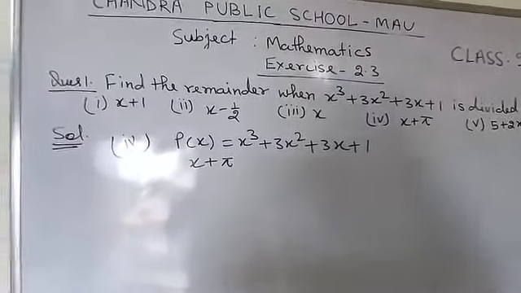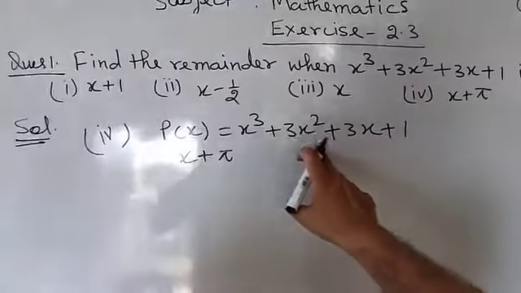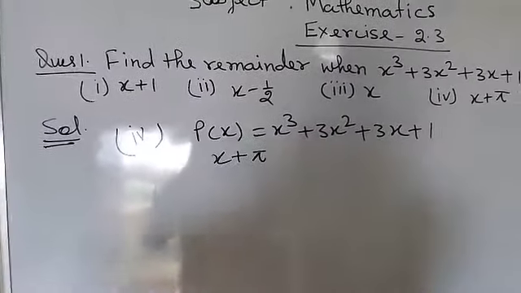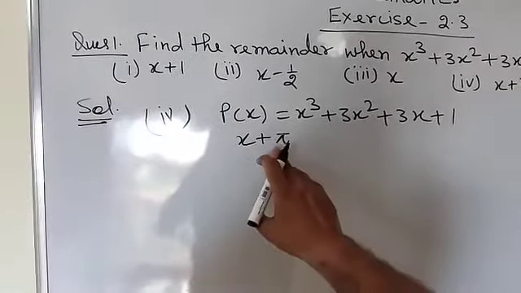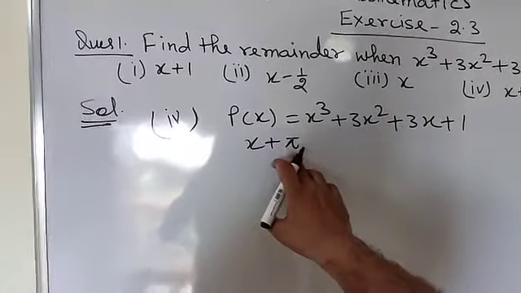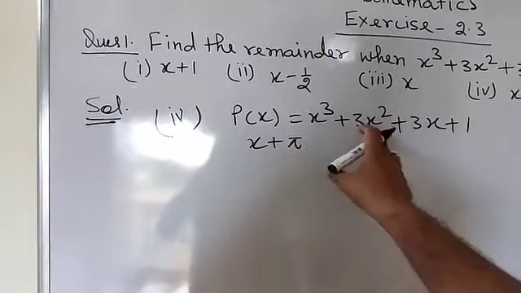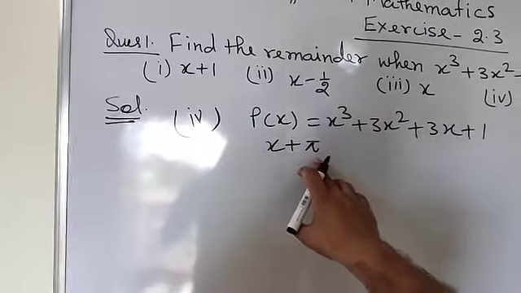Here it is the fourth part. The polynomial is the same; the dividend is the same for each and every part. So here x cube plus 3x square plus 3x plus 1. And in the fourth one, the divisor is x plus pi. So you need to divide that polynomial by x plus pi and you need to get the remainder.